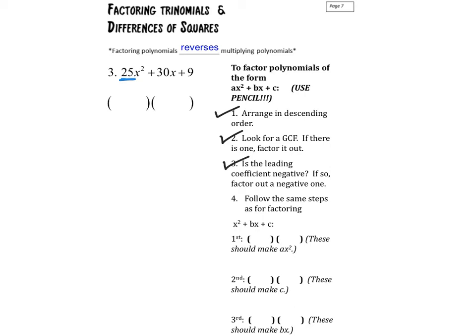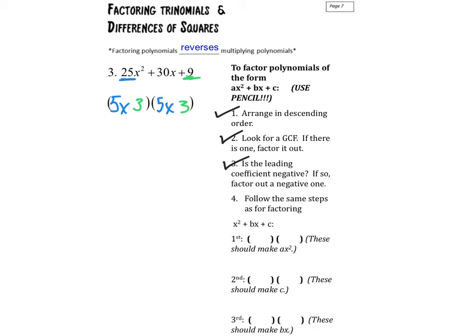I want what's in parentheses first to come out to 25x squared, so that means I need 5x and 5x. I could try 25 and 1, but I'm not today. My back term, which is 9, 3 and 3, or I could try 9 and 1. And as you can see, sometimes it takes a couple of practices to get it right.